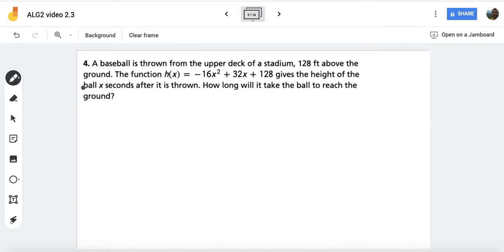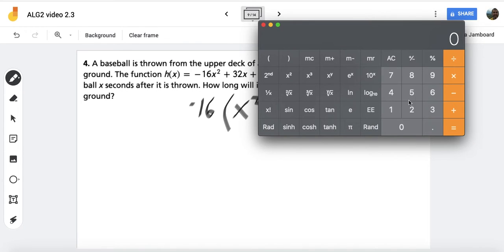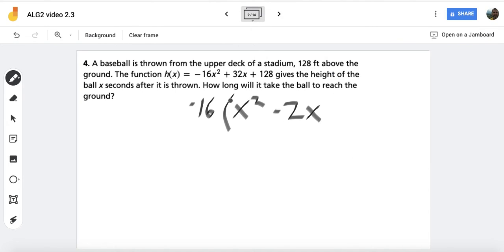I'm going to do what they did and factor out a negative 16. So I take a negative 16 out of that. And I'll have just x squared. If I take a negative 16 out of that, I'll have a negative 2x. And I don't know, 128 divided by 16. Hopefully it comes out to something nice. 128 divided by 16. Yeah, 8. So if I factor out a negative 16, this is going to become minus 8.